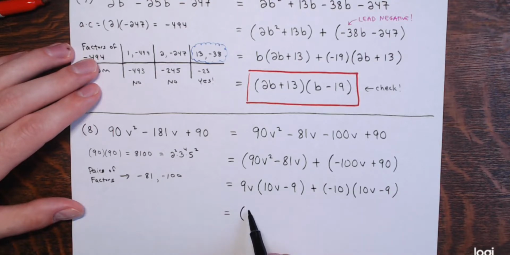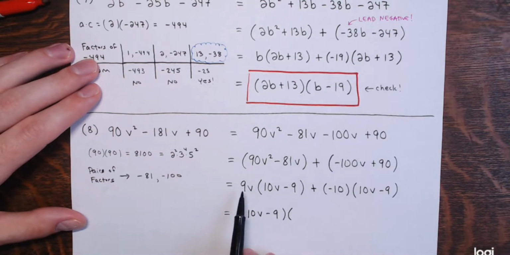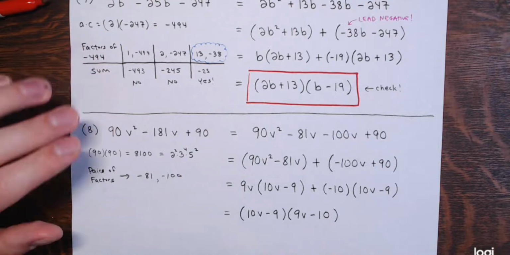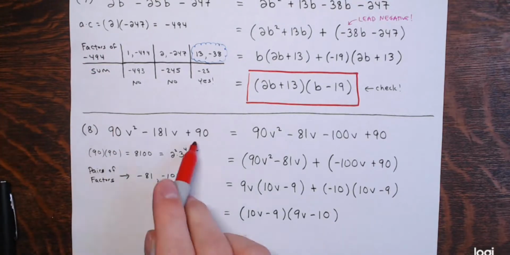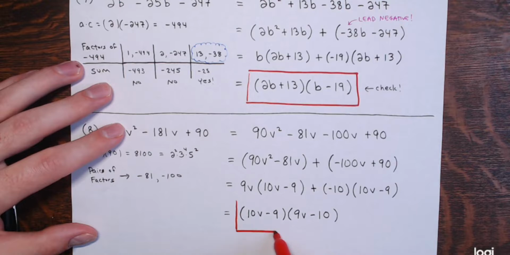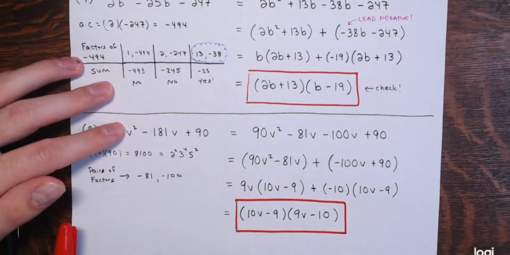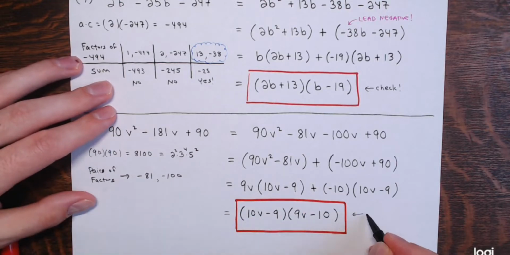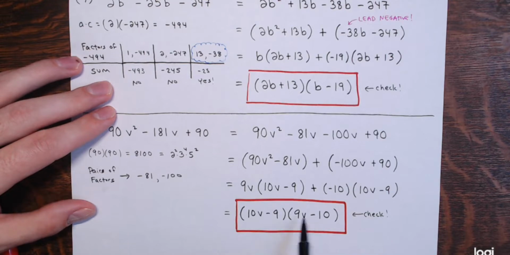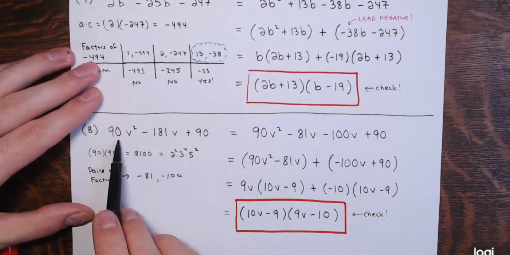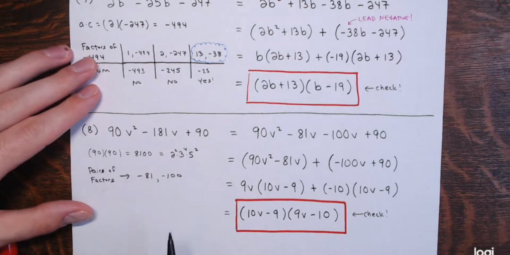Right. And now both these products have 10v minus 9. So pull that out, right? 10v minus 9 times, and if I remove the 10v minus 9, what's left over? 9v plus negative 10, or 9v minus 10. And there we go. Our original expression written as a product, right? Factored. And please check your work. Actually multiply these, right? Distribute the 10v, distribute the negative 9, combine like terms, and you'll hopefully get 90v squared minus 181v plus 90, or you should get that.